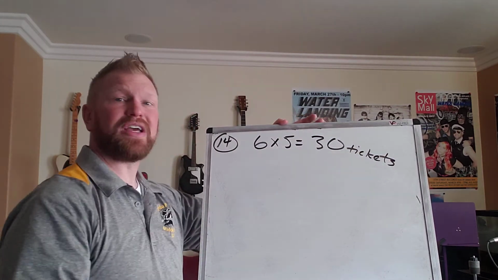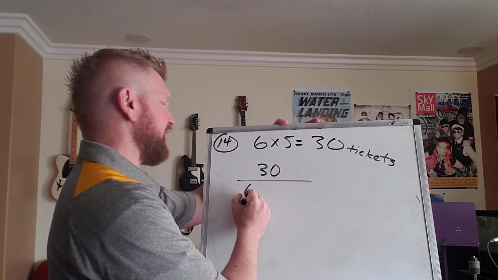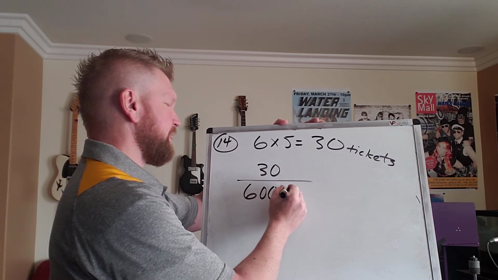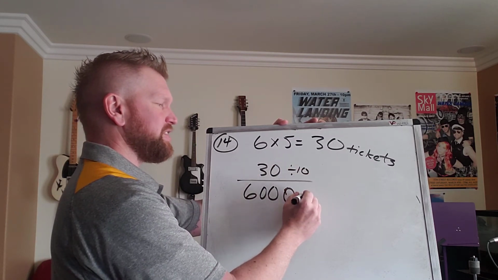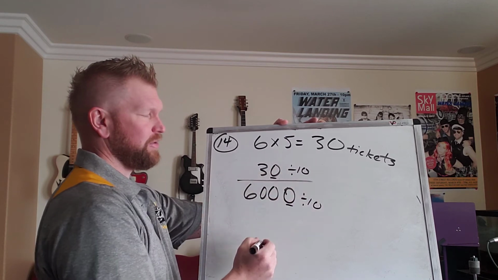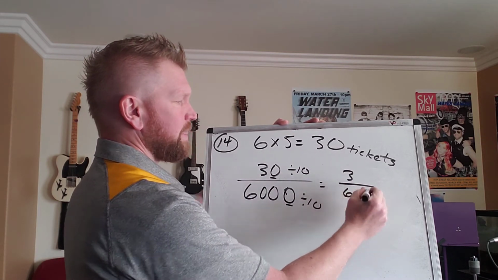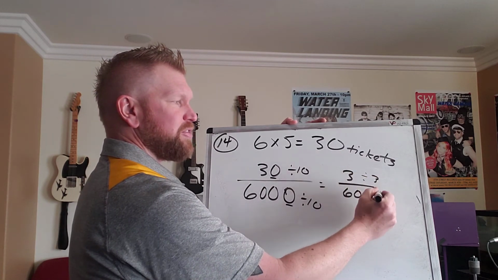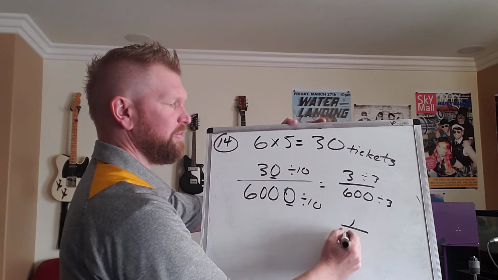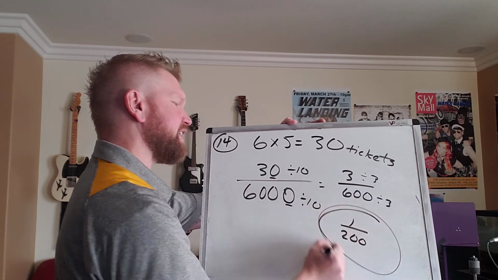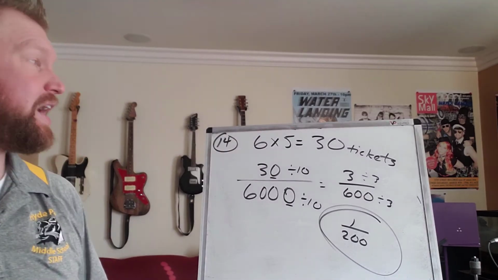So they have 30 chances to win this raffle, but 30 out of how many? 30 out of 6,000 total tickets. All right, but we're going to need to simplify this fraction. I noticed right away I could divide by 10 because they both end in a 0. So that's going to be 3 out of 600. But I know that I could divide these both by 3. That's going to equal 1 out of 200. So the final answer is the Ramirez family has a 1 out of 200 chance at winning the raffle.